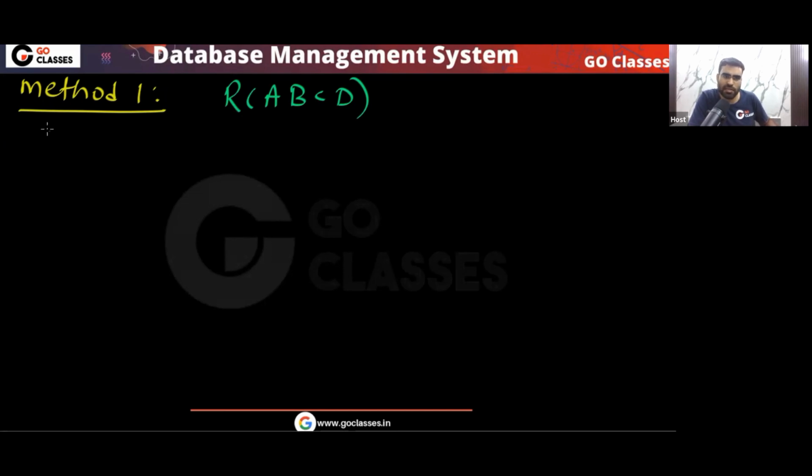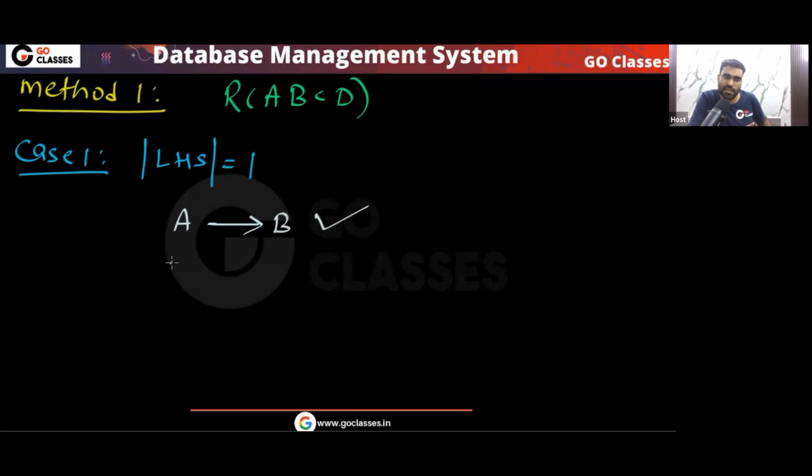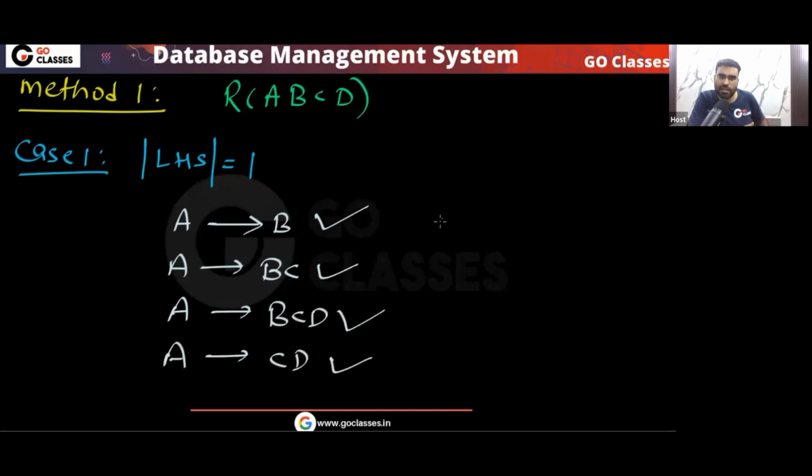So this is a case-by-case method. Just create the cases. What is case one? Case one is I am putting only one attribute on the LHS. Yes or no? LHS cardinality is one. For example, I can put A on the LHS. If I put A on the LHS, then tell me how many useful FDs I can create. I'm just explaining that I can create this FD. I can create BCD, I can create A determining CD, A determining BD.